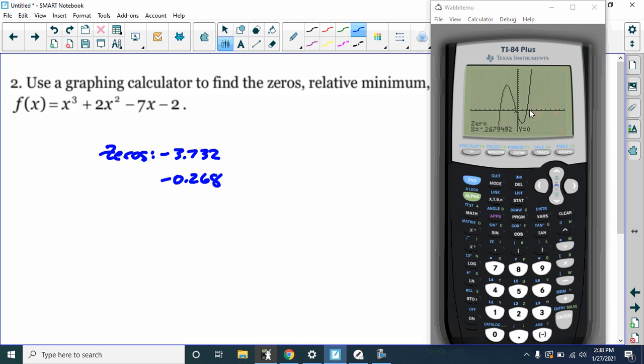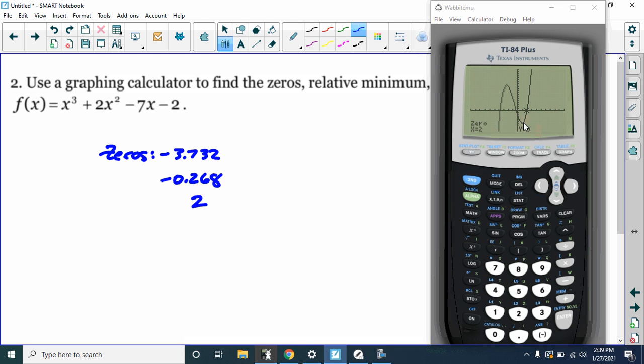And the third 0 is right here. Calculate the 0. It's between 1 and 3. Looks like it might be between 2 and 3, but definitely between 1 and 3. 1 for my left bound, 3 for my right bound. Guess, I'm just pushing enter again. Looks like it's exactly 2.